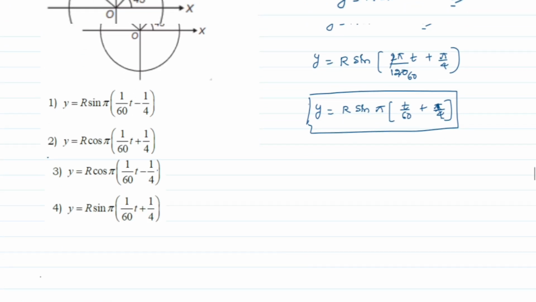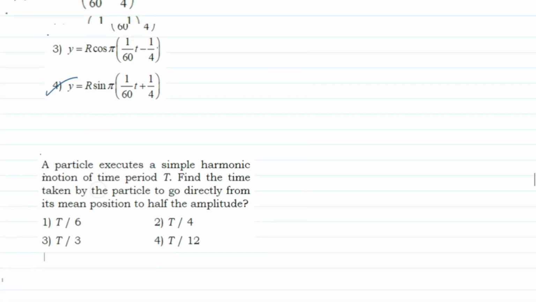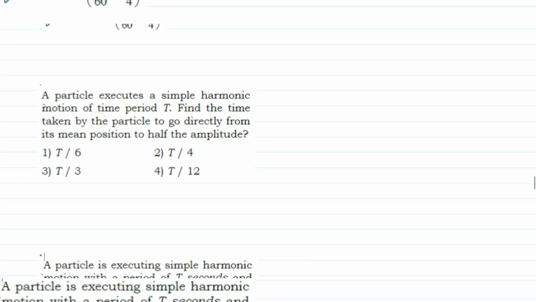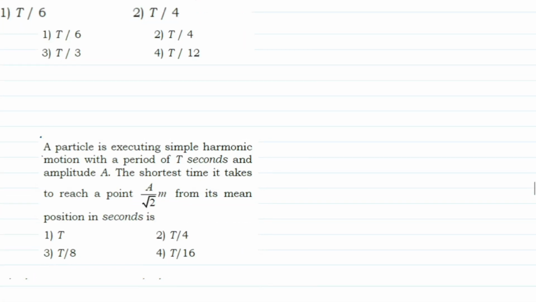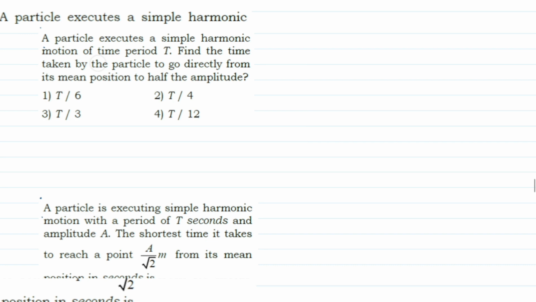So the fourth one is the correct answer. Now let us see the next question. The next question says a particle executes simple harmonic motion with time period T. Find the time taken by the particle to go directly from the mean position to half of the amplitude. Here we need to calculate the time value.